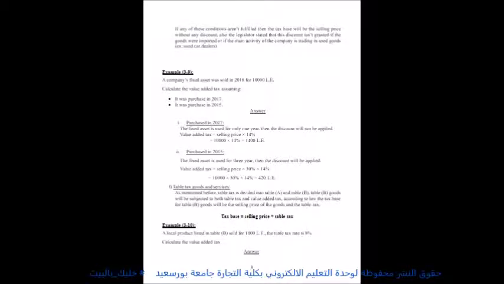The sixth case is the table tax. As mentioned before, the table tax is divided into table A and table B. Table B goods will be subjected to both table tax and value added tax, while table A will be subjected to only one tax. In the case of table B, the tax base equals selling price plus the table tax. For example, a local product listed in table B. Here it tells us it is registered in table B, so two taxes will be imposed on it.